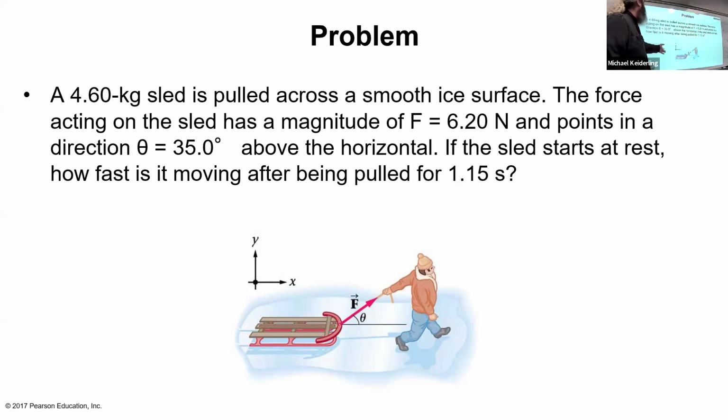So, the sled, of course, has a mass, and therefore it has a weight pulling down. There's also a force from the ground pushing up, a normal force. But we're not going to worry about those. We're just going to worry about the horizontal forces because we know the other forces have to cancel out. Otherwise the sled would be flying up into the air or sinking into the ice.